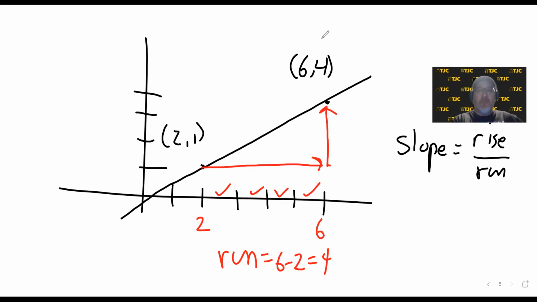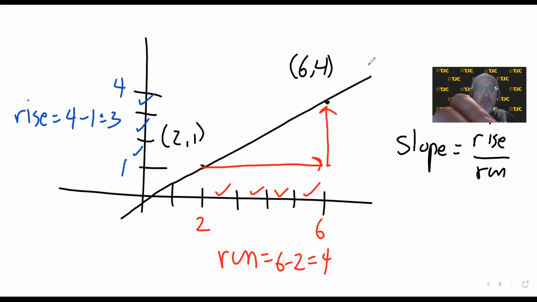And we could do the same thing for the rise. We would just have to focus on the y's. We rose from a y value of 1 to a y value of 4. So to figure out how far we rise, we just do the second y minus the first y and get 3, which you can see here because there are 3 spaces going from 1 to 4. Well, if we know that the run is 4 and the rise is 3, then we have everything we need to calculate the slope of the line. The slope of the line would be 3 over 4.